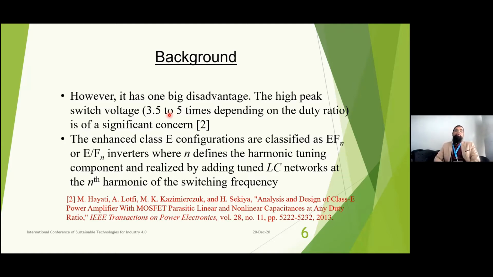So to reduce this switch voltage and improve the situation, what we do is enhance the classic configuration. This is very old, basically.